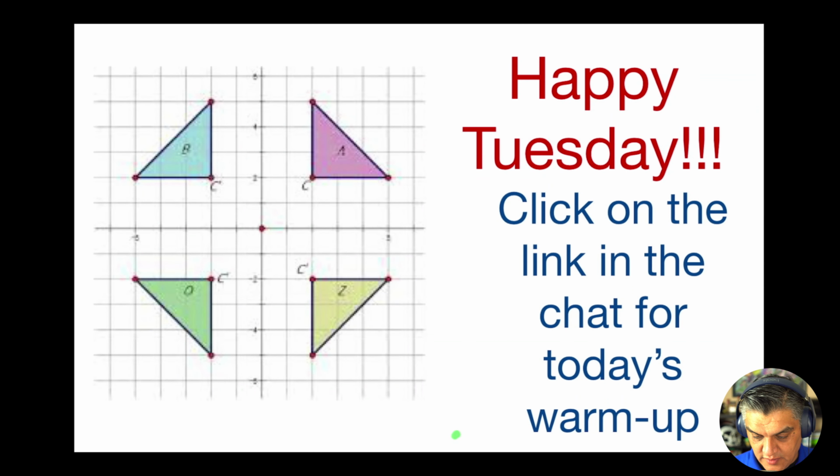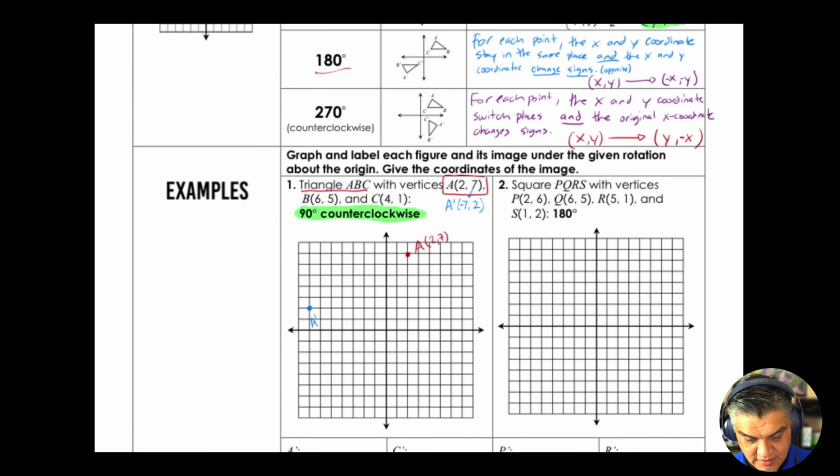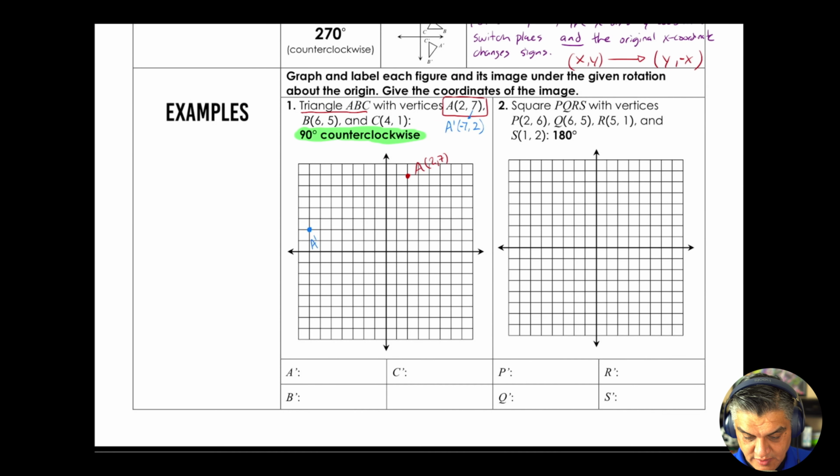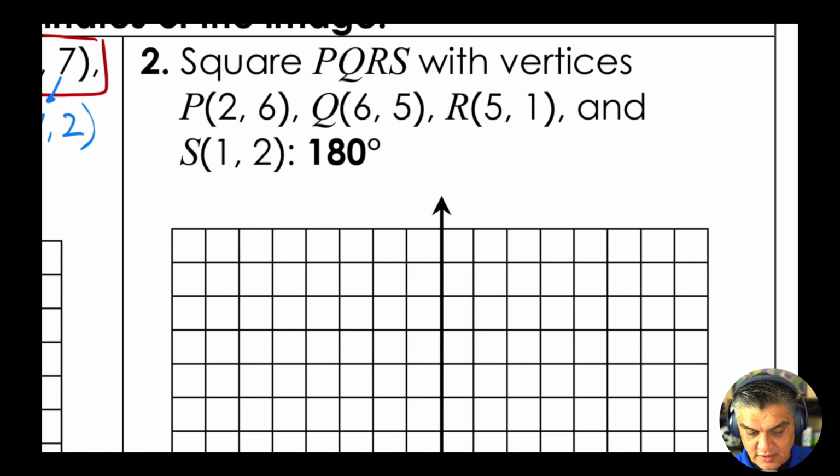All right, so your warm-up was from the notes. I don't know if you noticed. How come it's not here? Oh, is it here? Oh, yeah, here it is. So from your notes, it's right here. It's number 2 in your notes.